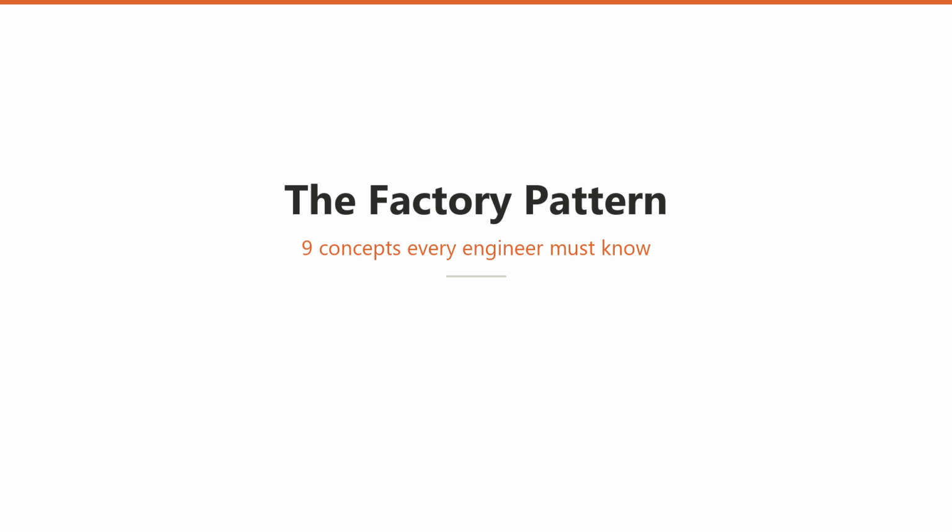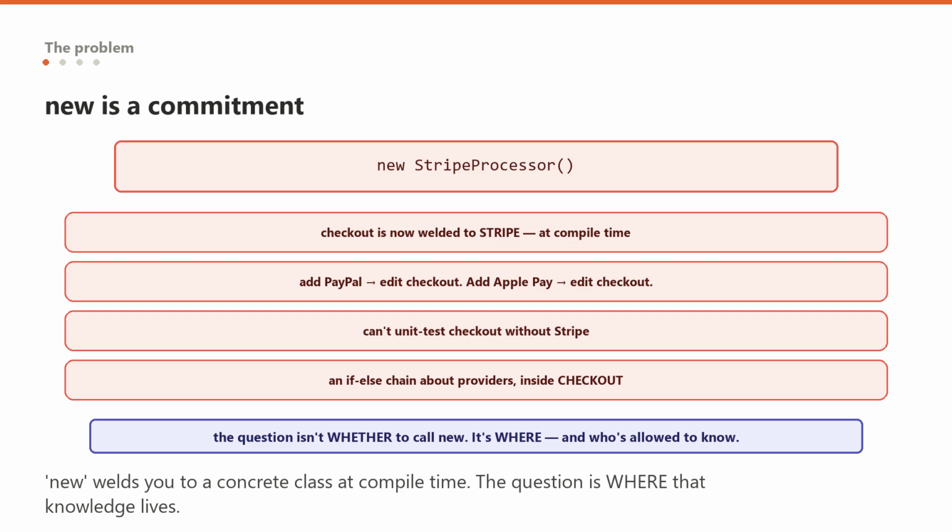A payment system that needs to create Stripe, PayPal, and Apple Pay processors, and by the end you will be able to name which one you are looking at, justify which one you would choose, and, just as importantly, explain when all 3 are over-engineering and you should just call new. Start with what is actually wrong.